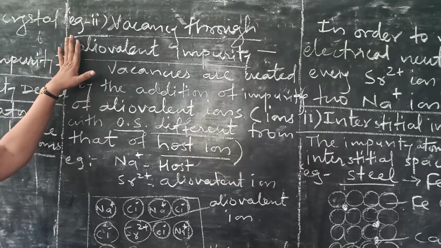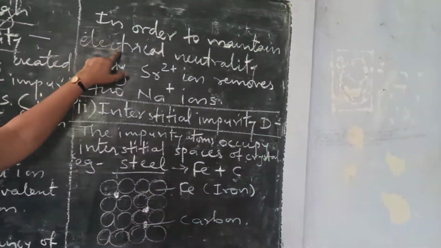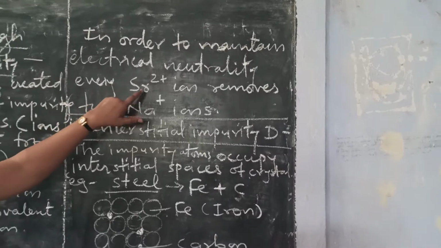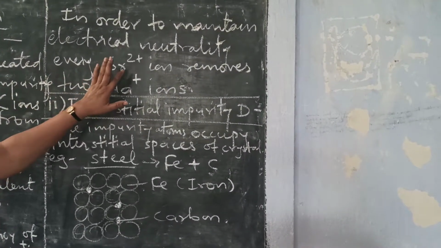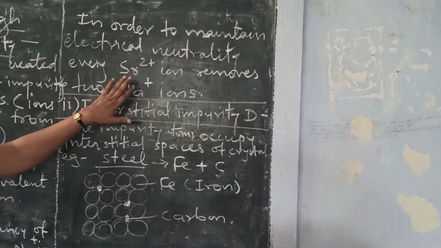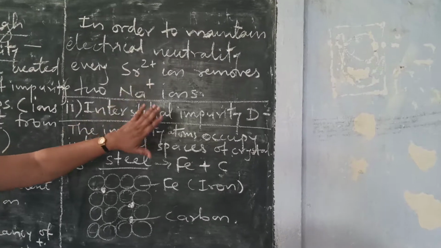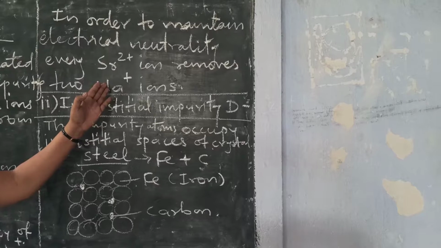This is another example. In order to maintain electrical neutrality, every Sr2+ ion removes 2 sodium ions because oxidation state is different. In order to equalize, 2 sodium ions should be removed and Sr2+ ion comes in place of sodium ion.